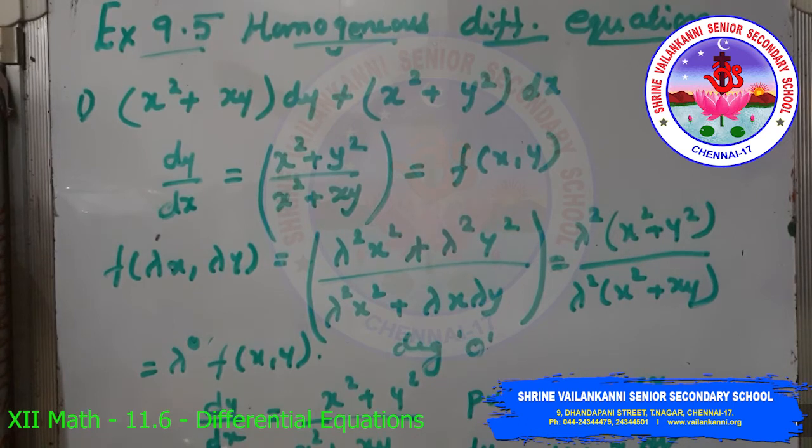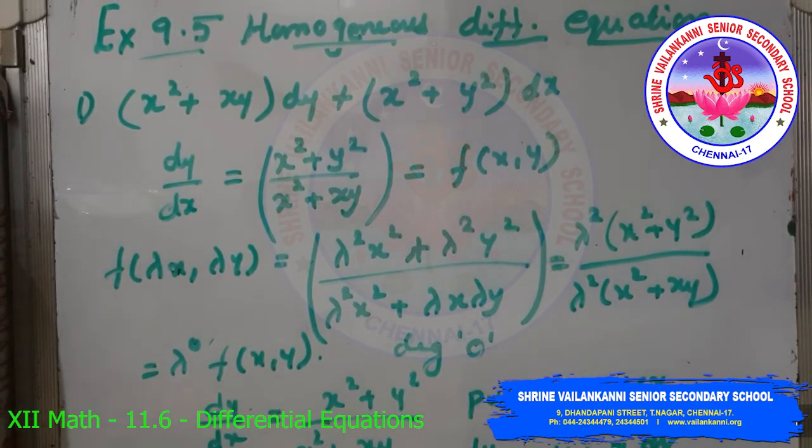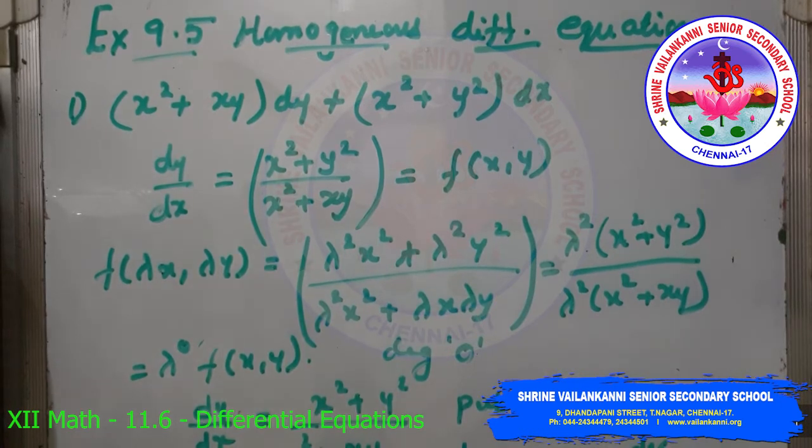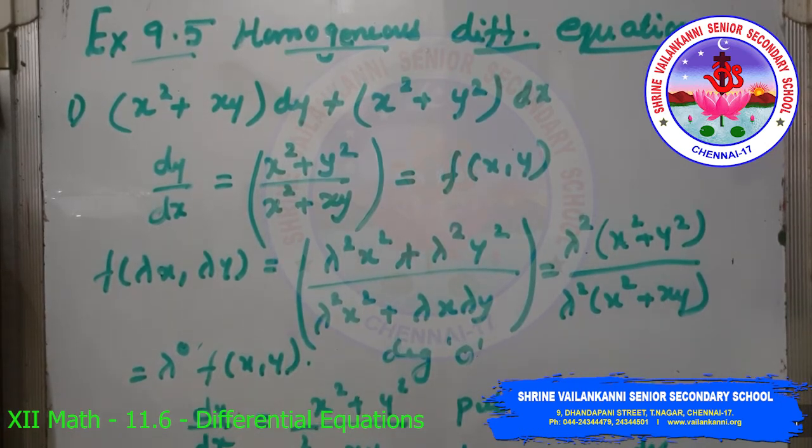Exercise 9.5, homogeneous differential equation. First question: (x² + xy) dy + (x² + y²) dx = 0. So dy/dx is (x² + y²) / (x² + xy).